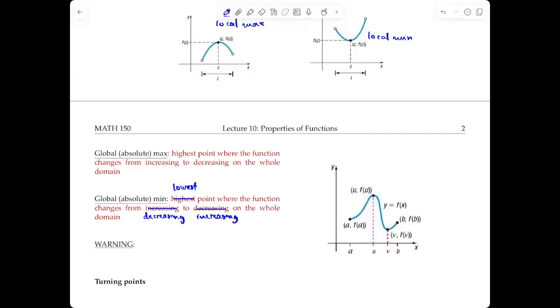So as you can tell, I was a little bit lazy in just copy and paste, right? Without making any changes.